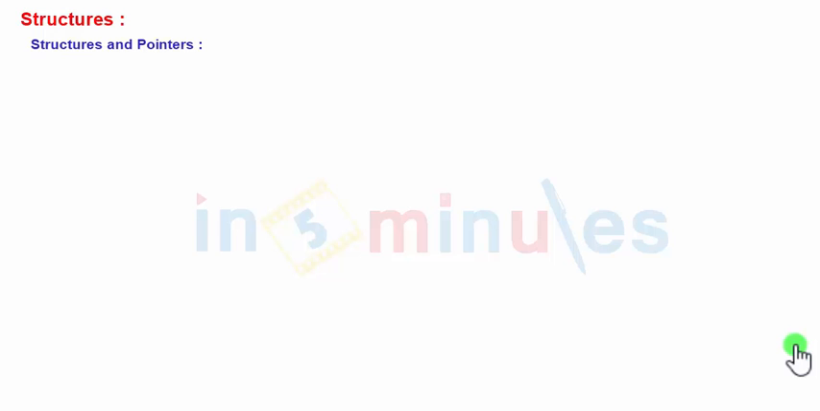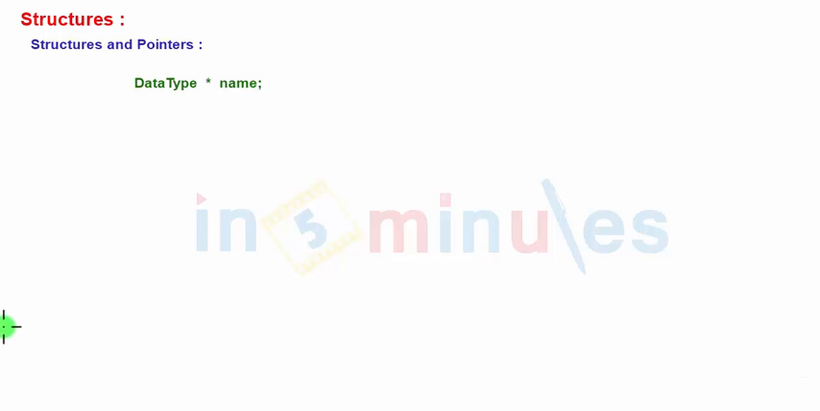Now we'll study a new concept, structures and pointers. We know what structures are: user-defined types which hold multiple variables of the same or different types. And pointers are variables which hold the address of other variables. As we can have pointers for int or float, in the same way we can have pointers for user-defined types like structures also. So now let's see a demonstration of how we use structure pointers.